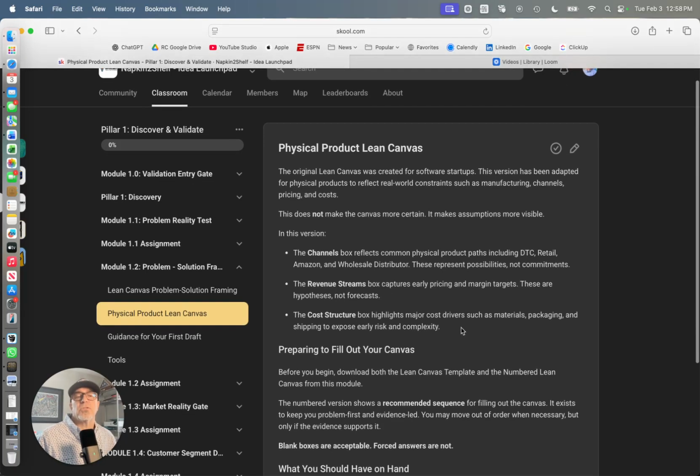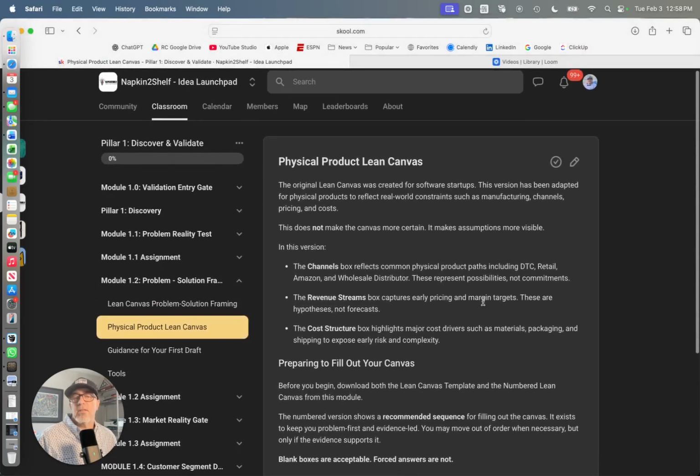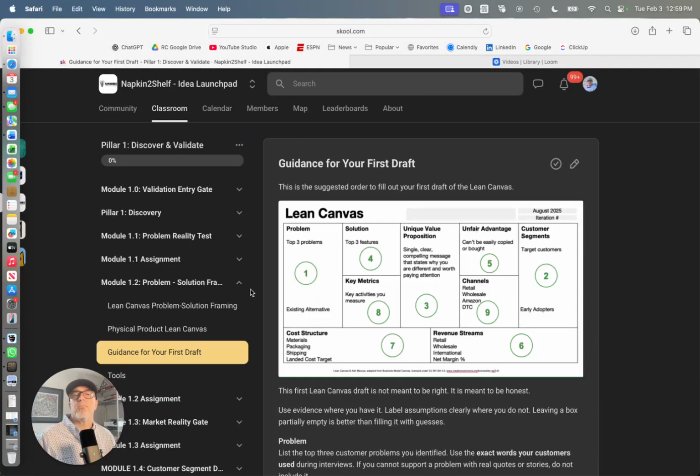And a cost structure, which highlights the major cost drivers such as material, packaging, and shipping to expose early risk and complexity. Now, this is early on in the program, so do your best to fill out the Lean Canvas and to operate within the guidelines. We do have some guidance for completing your first draft of the Lean Canvas, numbers that are suggested in order to fill out the Lean Canvas.